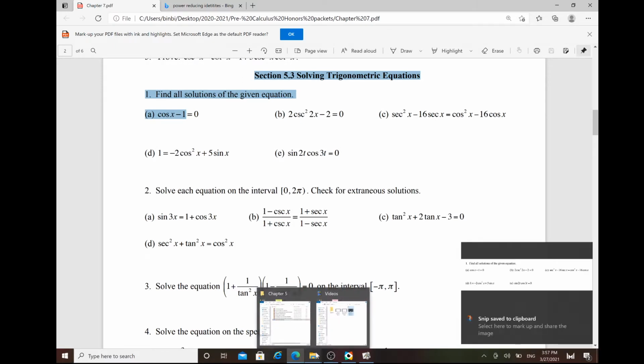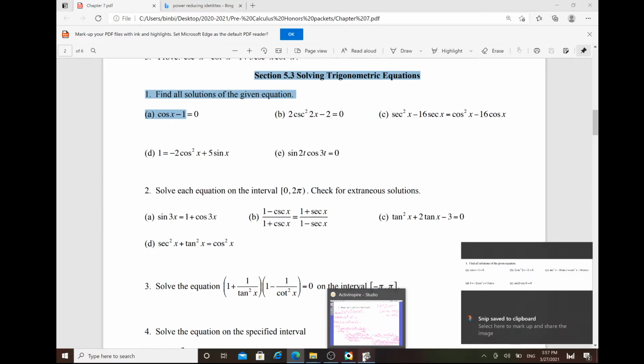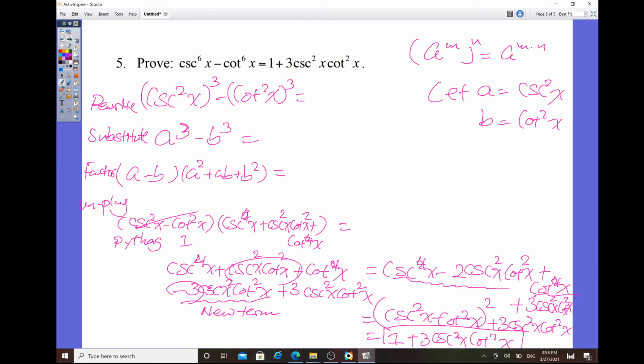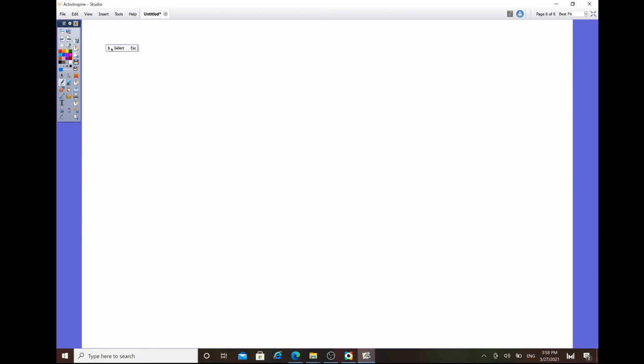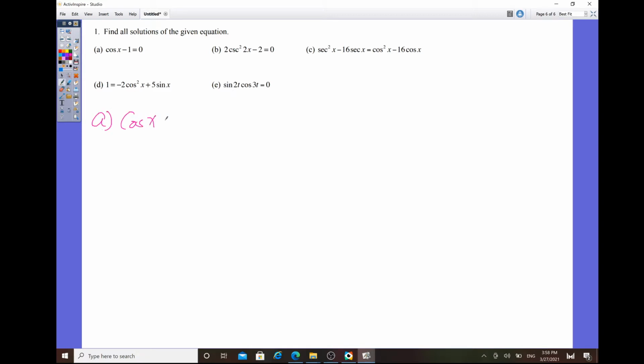So find all solutions, that means we can go around the unit circle as many times as we want, either clockwise or counterclockwise. So the first one: cosine of x minus 1 equals 0. The way to solve for the first one is to isolate the constant.